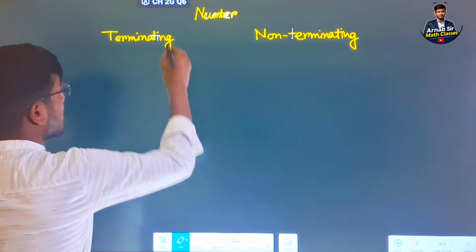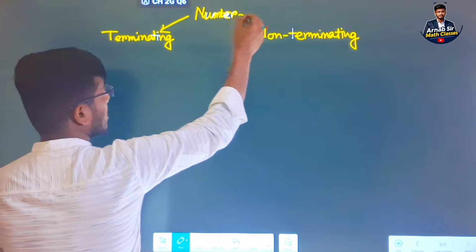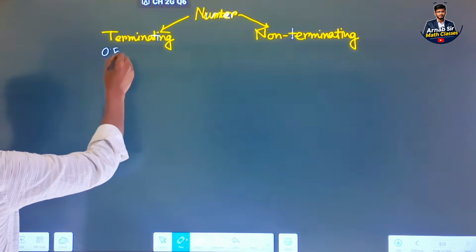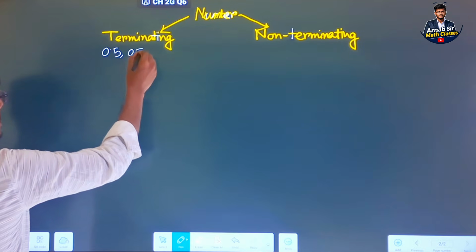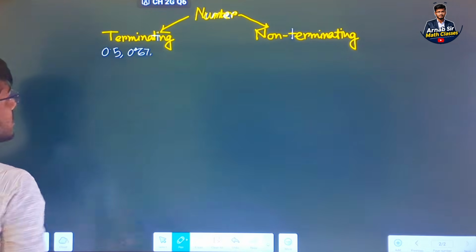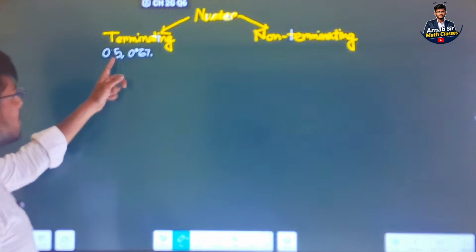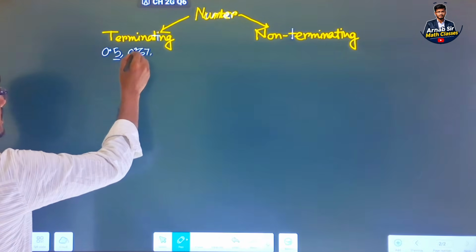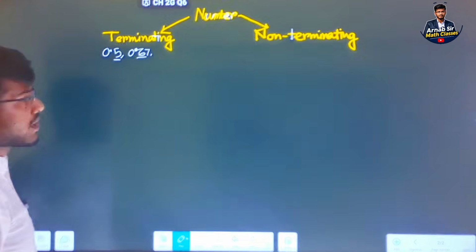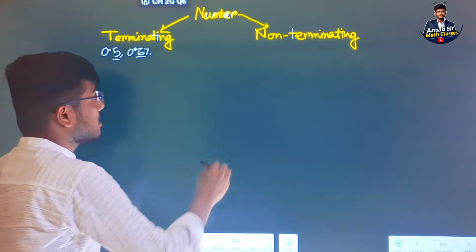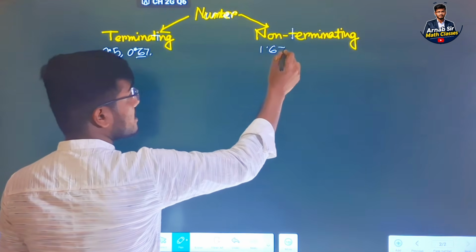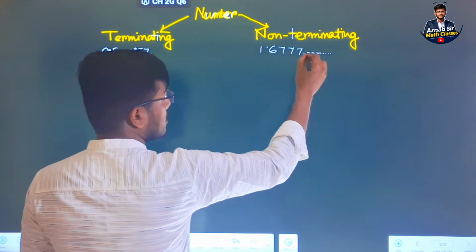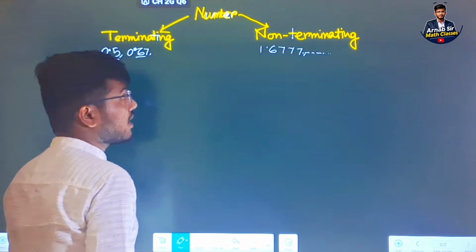Suppose we take one example, 0.5. Okay. Suppose 0.67. So this type of number is terminating, because after the decimal point, in this place one number is there. After the decimal point, there are two numbers there. Okay. But what is the non-terminating number? Suppose we take 1.677777. This is called the non-terminating number.